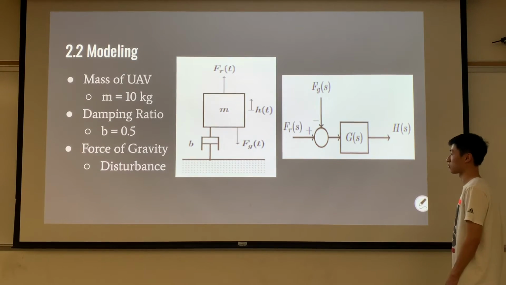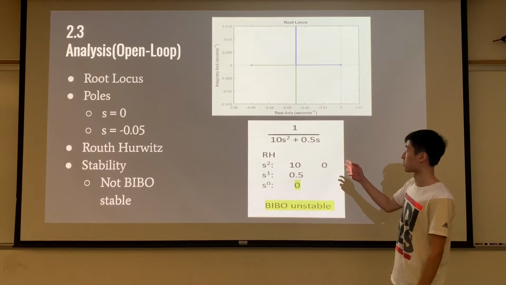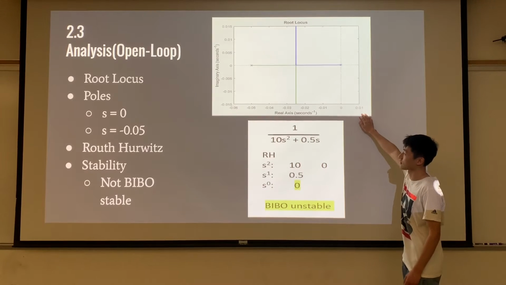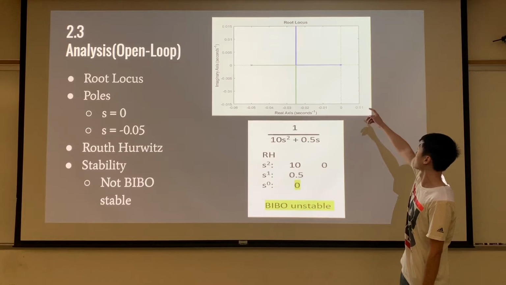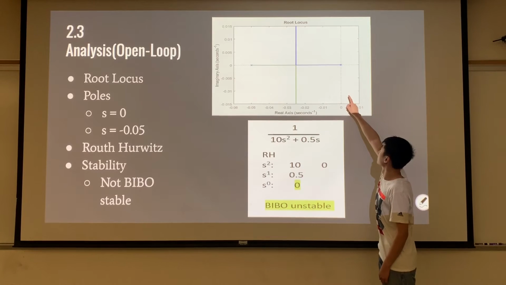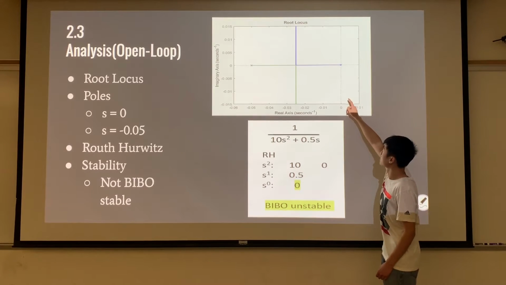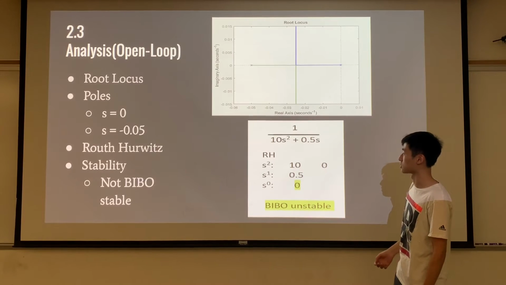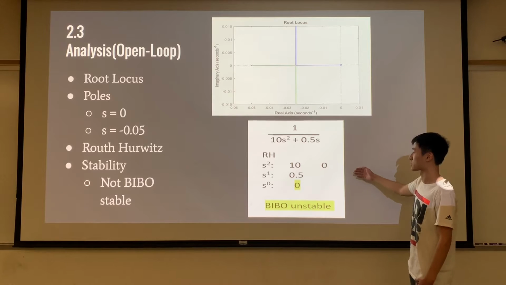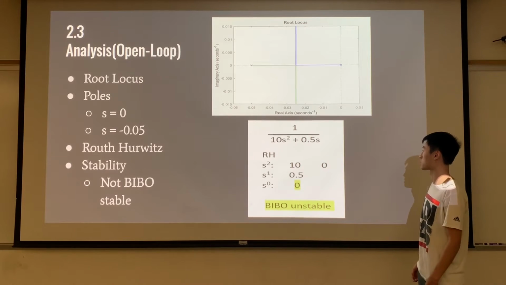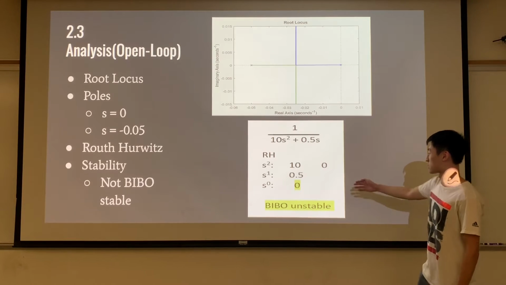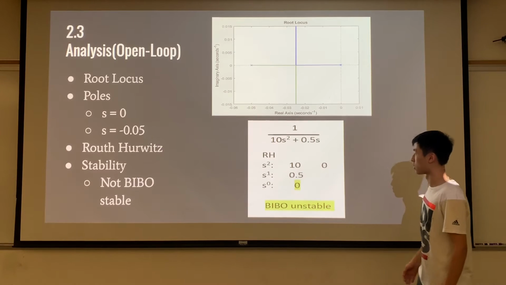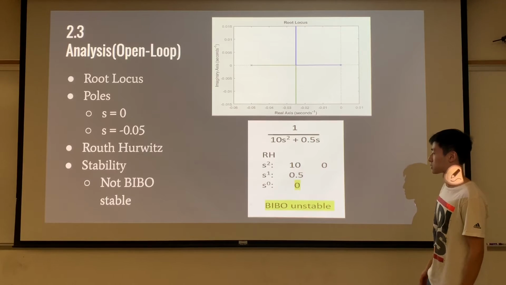Using the transfer function we obtained earlier, we found the root locus plot for the transfer function. And as you can see, there is one pole at the origin at s equals 0, which makes the transfer function unstable. We further proved this by analyzing the Routh-Hurwitz table. You can see that the first column has a 0 in it, which means that it's unstable.